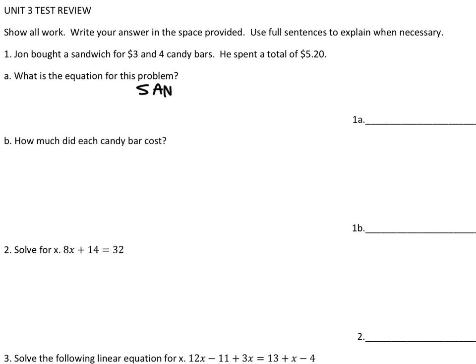He purchased a sandwich for $3. But then in addition to that, he bought 4 candy bars. And then this would equal the total that he spent. So I'm just going to go ahead and replace these values in the equation as we have it written, which is kind of just to help us set it up.